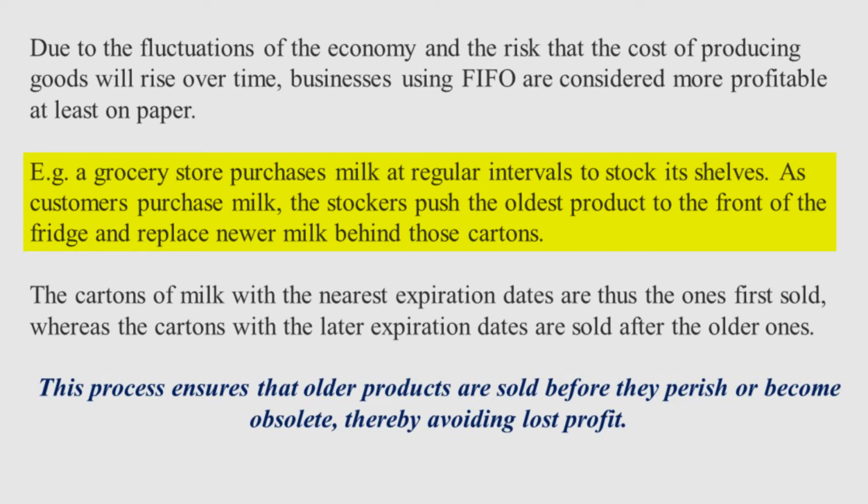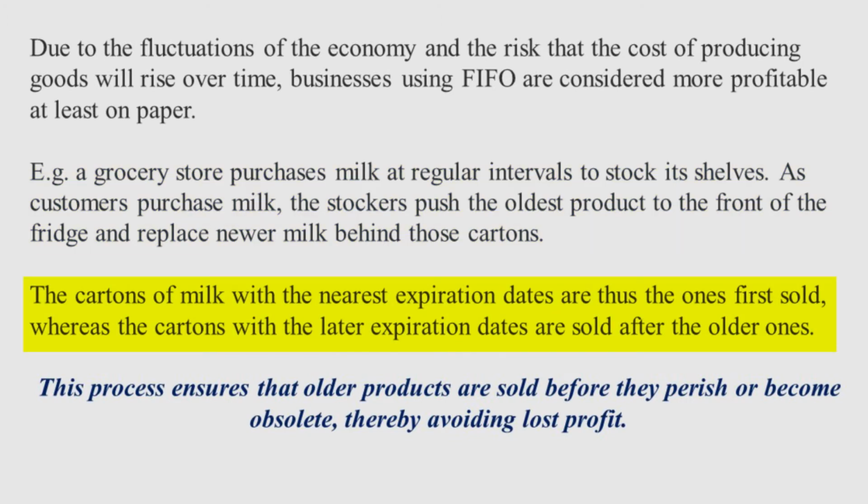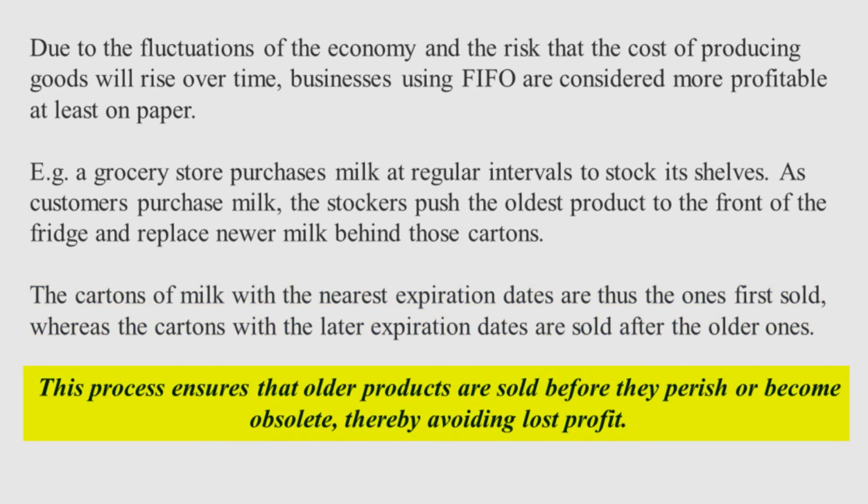As customers purchase milk, the stockers push the oldest product to the front of the fridge and replace newer milk behind those cartons. The cartons of milk with the nearest expiration dates are thus the ones first sold, whereas the cartons with the later expiration dates are sold after the older ones.